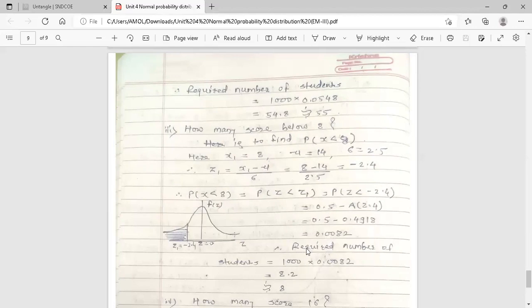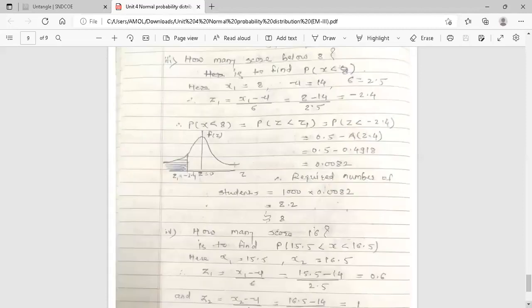For that, the probability is 0.0082, and we want the required number of students out of 1000. So you multiply this probability by 1000, and the answer is 8.2, which means approximately 8 students score below 8. Okay.